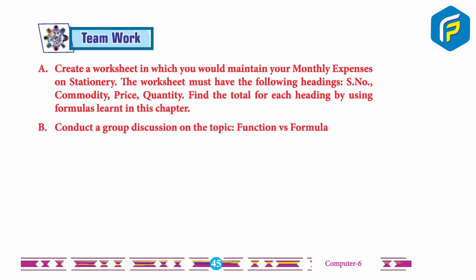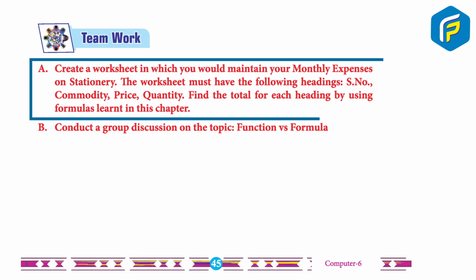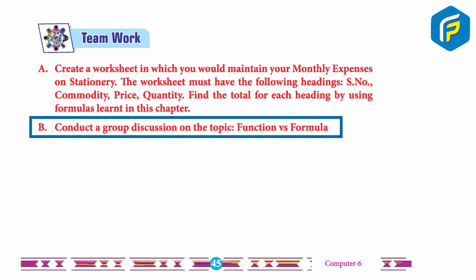Team work. A. Create a worksheet in which you would maintain your monthly expenses on stationery. The worksheet must have the following headings: serial number, commodity, price, quantity. Find the total for each heading by using formulas learnt in this chapter. Answer: the students will do it themselves. B. Conduct a group discussion on the topic function versus formula. Answer: student will do it themselves.